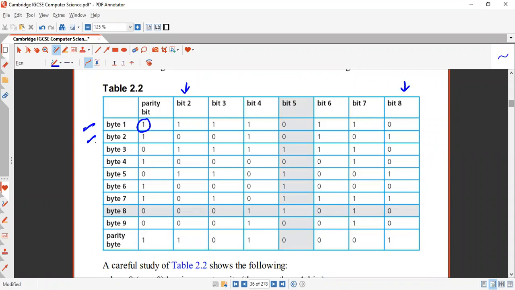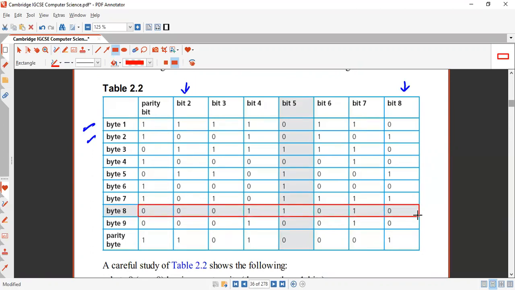It's wrong. Why is it wrong? Because it's mentioned over here 0. That means the number of ones should be even over here. But how many ones are we having over here? 1, 2, 3. That means we are having odd ones over here. So the byte that is wrong, what we need to do with that? We need to highlight that particular byte. Okay, we highlighted this one.